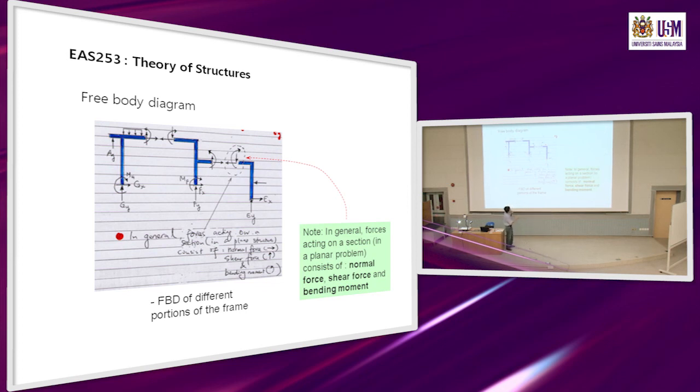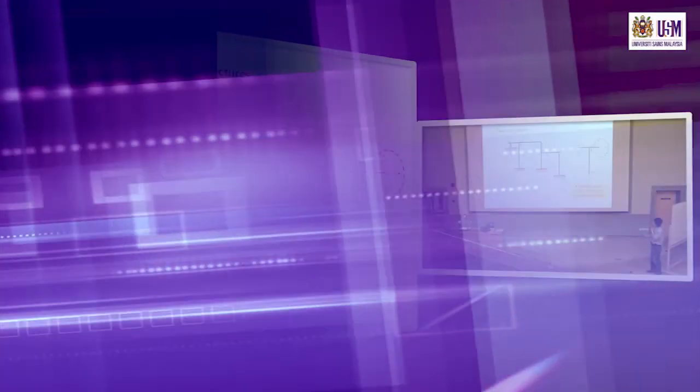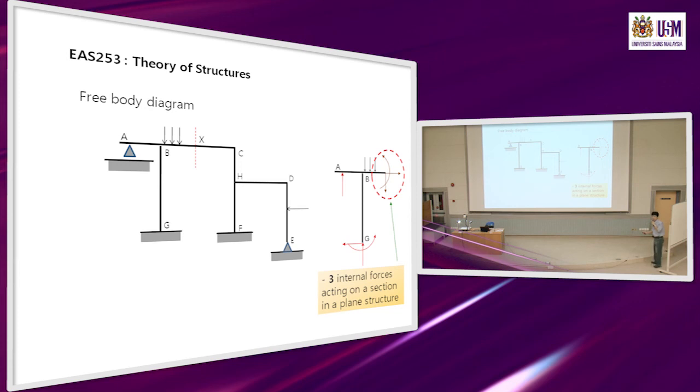So remember, when you cut through a section in 2D problems, you have in general three internal forces. But some of these might be zero. In general you have three. If I cut through here, just to show you again, there must always be three internal forces. I stand here, you cannot see me now. You have three internal forces, always three, when you cut through a section in a 2D problem. But some of these forces might be zero. Okay?